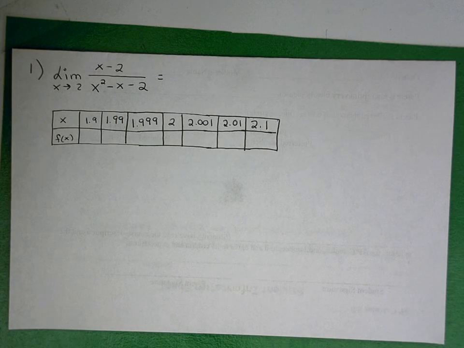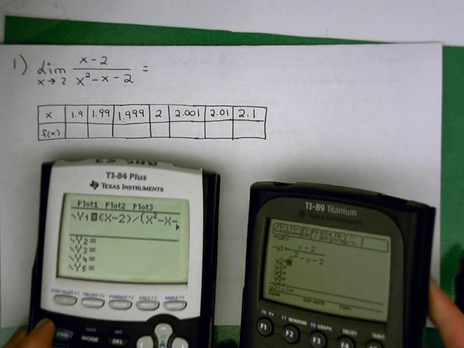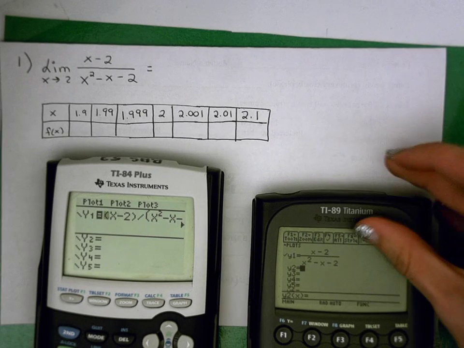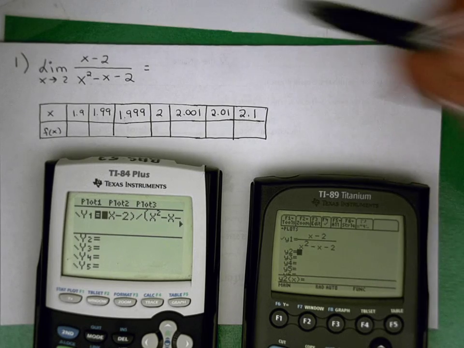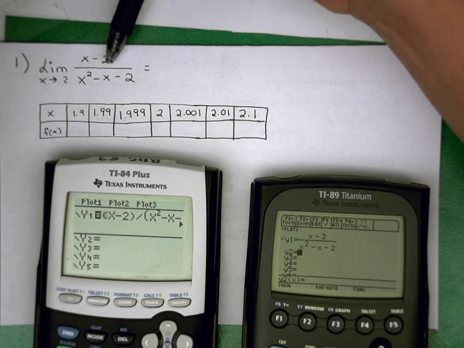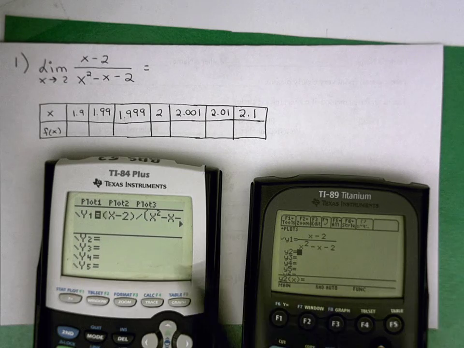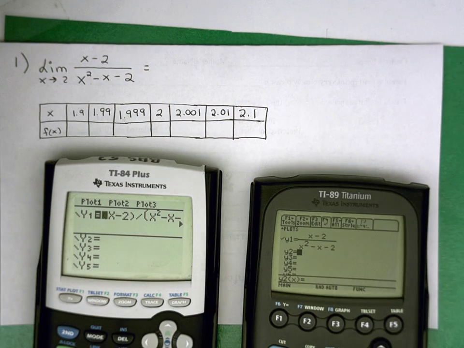Because we have our graphing calculators, we're going to go ahead and utilize our table function to help us fill in our table here. And so I'm going to go ahead and go to y equals on both the 84 and the 89 so that you can follow along with whichever type you have. And I've taken my formula here, my function, and I've plugged it into the y equals. Don't forget parentheses around the numerator and the denominator in order to make sure you're communicating to your calculator the entire denominator and the entire numerator.